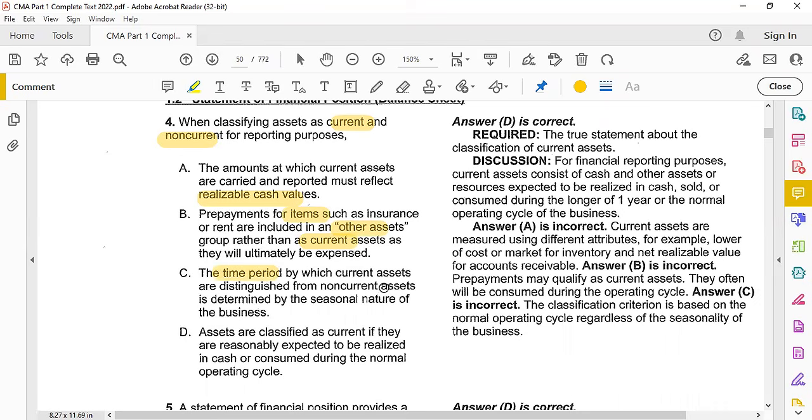The time period by which current assets are distinguished from non-current assets is determined by seasonal nature. No, to decide current or non-current, you have to select the longer of 1 year or operating cycle. It's not about seasonal. Assets are classified as current if they are reasonably expected to be realized in cash or consumed during the normal operating cycle. Because other options are not correct, it means this should be correct. Even though he didn't discuss the 1 year period, he said normal operating cycle. It's okay, because normal operating cycle is a part of that. Right?